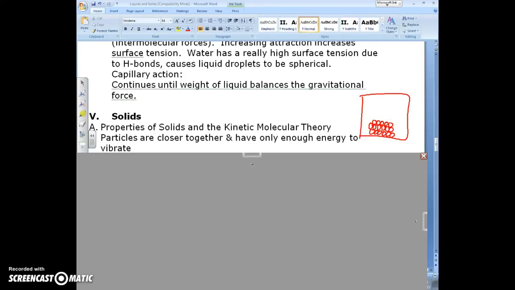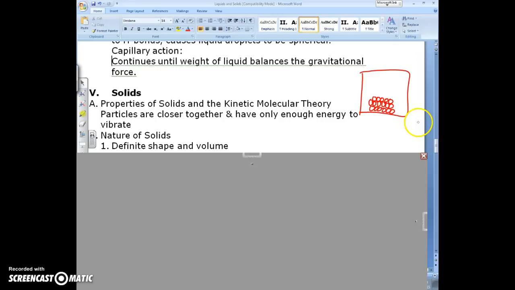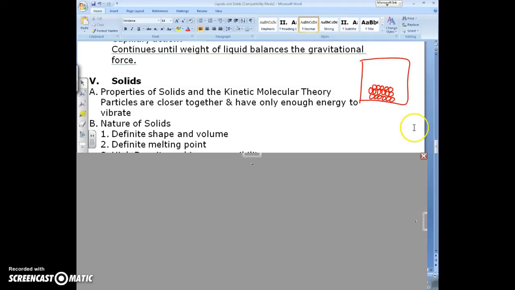So it's something like this. And the only energy they have is enough energy to vibrate. Now, nature of solids, from your middle school definition, solids have definite shape and volume, so those particles aren't going to move around.